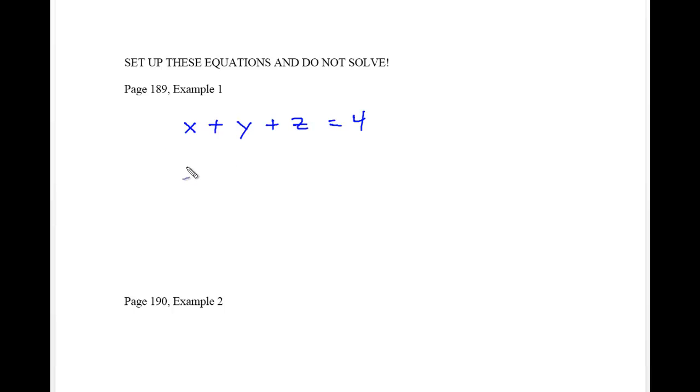Then it says the first number minus twice the second number minus the third number is 1. So there's my second of 3 equations, and one more equation, and I'm all done setting this up here. The last equation says twice the first number minus the second minus twice the third is -1.